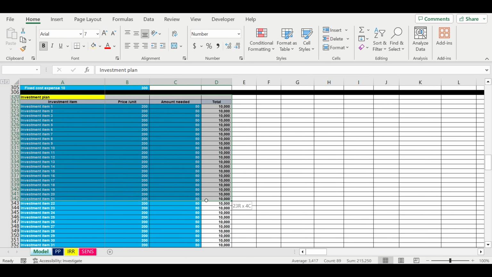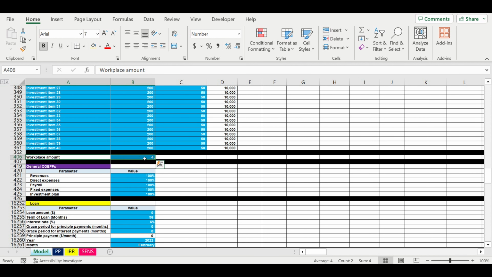The next step of inputs is the investment plan. That's very simple. Here we specify what we are investing in, what is the price per unit of what we are investing in, and how many units we need to purchase for our project during the investment stage. Because it is a small business project, we're assuming that the duration of investment stage will be just 1 month. Now it is time for us to set up how many working places we have in our nail salon.